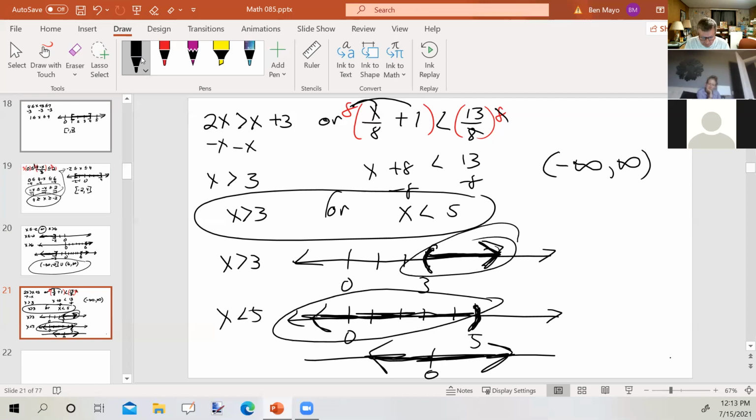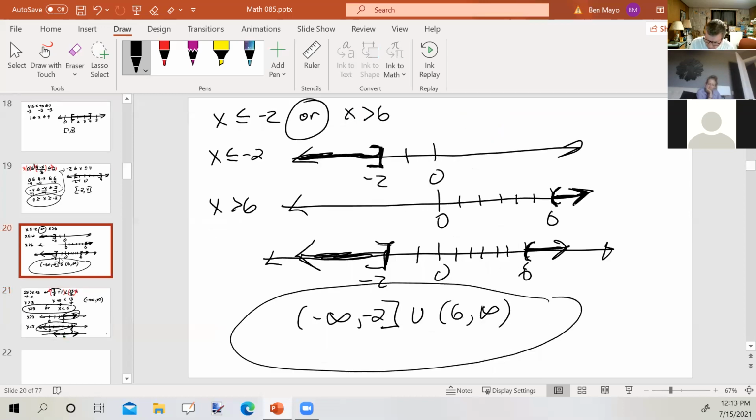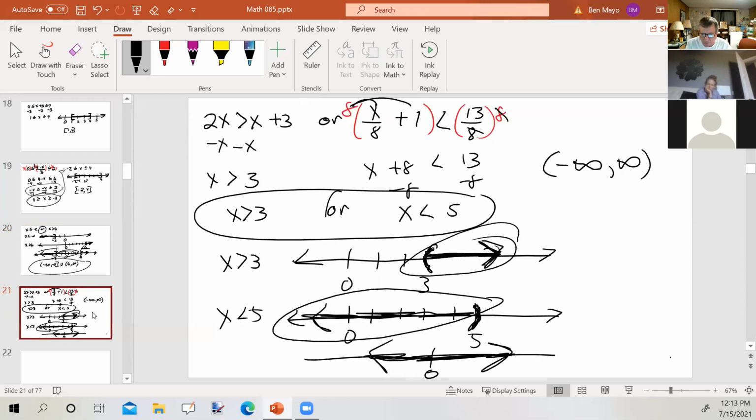Now how is that different from this one? Well, this one, it was a bunch of stuff going that way and a bunch of stuff going that way, and there was this gap in the middle. There was that water between the two islands. But here, they overlap, so between the two of them, they've got it all. All right with that?